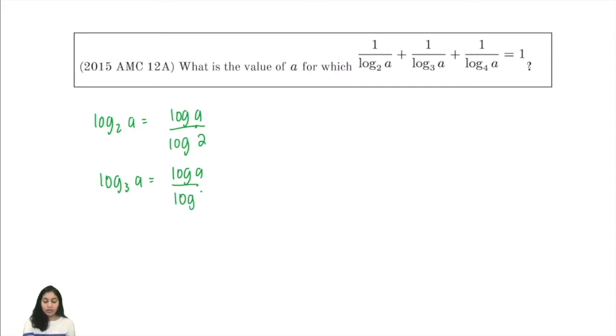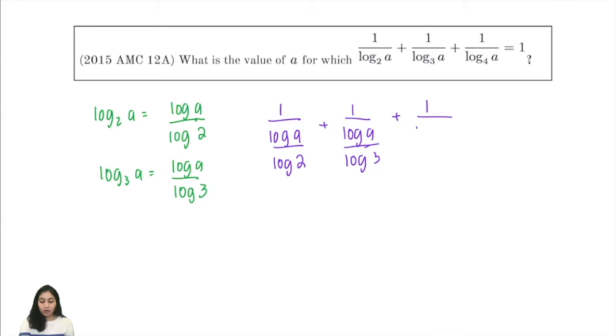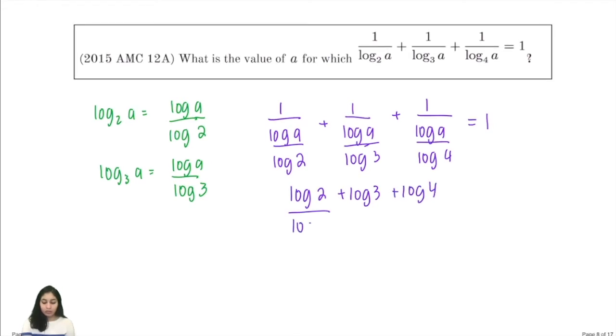So from here, we're going to convert our expression to 1 over log of a over log of 2 plus 1 over log of a over log of 3 plus 1 over log of a over log of 4. And this is equal to 1. So now we can flip all our fractions, and we get that log of 2 plus log of 3 plus log of 4 over log of a is equal to 1.